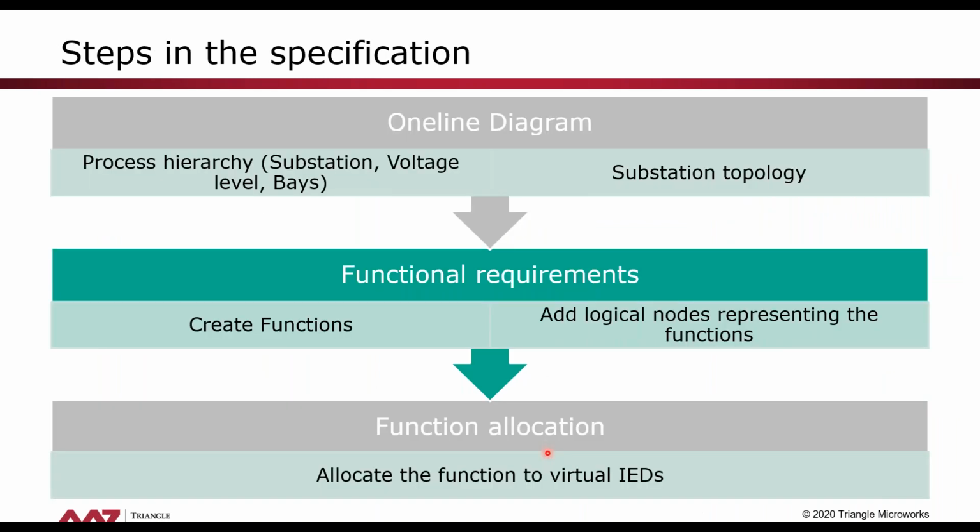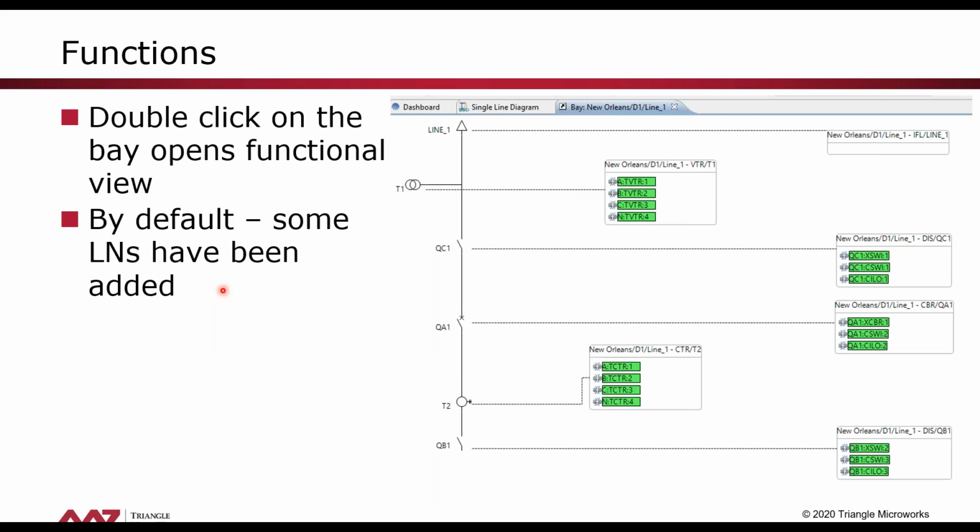The next step is to define the functional requirements. And as mentioned, we create functions and then we add logical nodes. The functional requirements we define with a function editor that we can open by double-clicking on the bay. And then we get a view like the following, where we have our conducting equipment. And what we see, the tool automatically, while we created the single line, already created a series of logical nodes and functions that are related to the conducting equipment. As an example, for the circuit breaker, it created a logical node XCBR, the switch control, and the interlocking function.